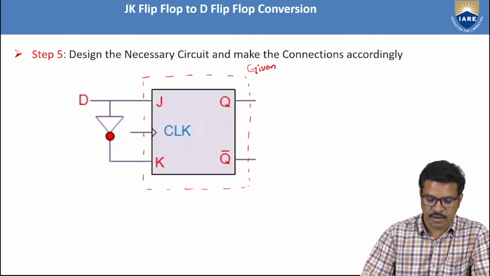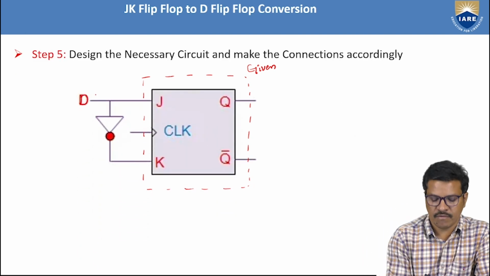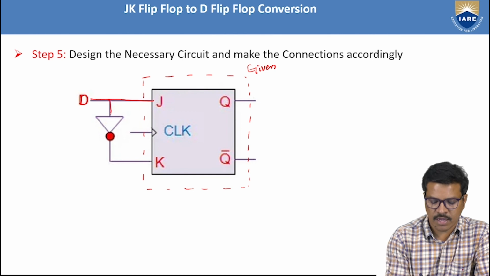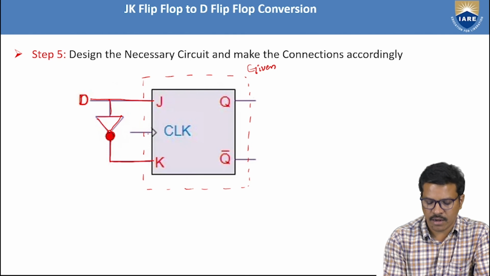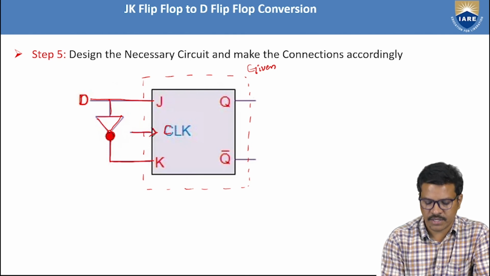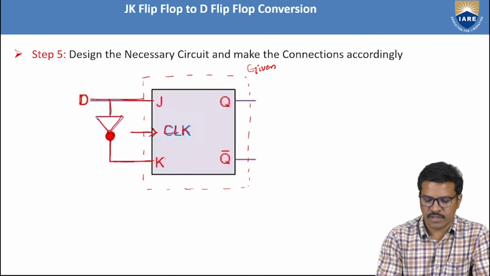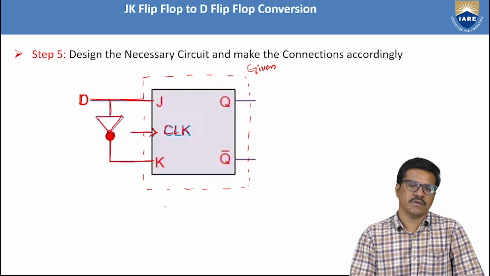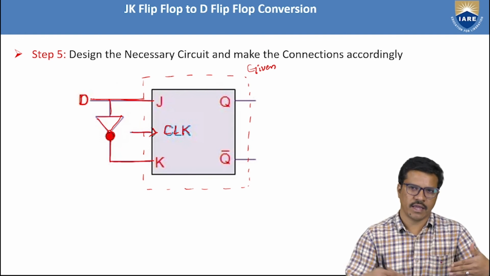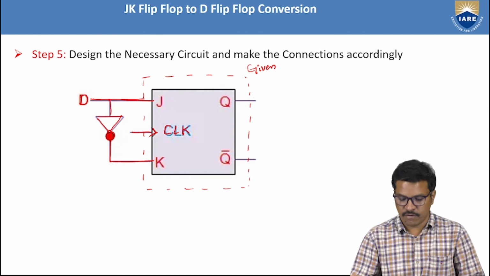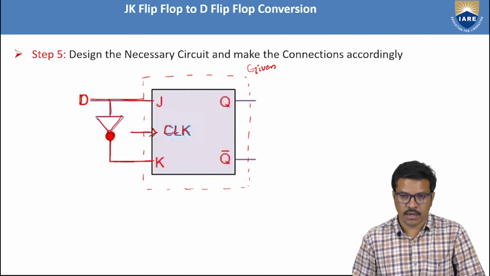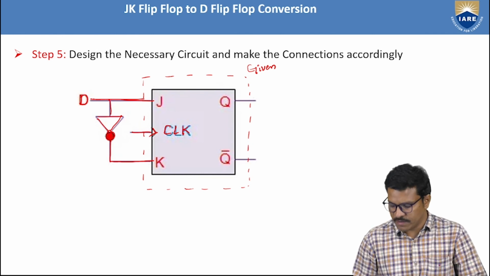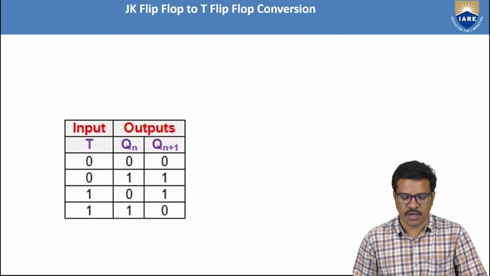D is the input of the D flip-flop. Take D directly to the J terminal, and take D bar by connecting an inverter and connect it to the K terminal. The clock is already there. So we will get the desired D flip-flop. This is the desired D flip-flop. If the J terminal is connected directly to D and K is connected to D bar, we get the D flip-flop. Similarly, we can convert any flip-flop to any flip-flop. By following these 5 steps, we can achieve conversion from one flip-flop to another.